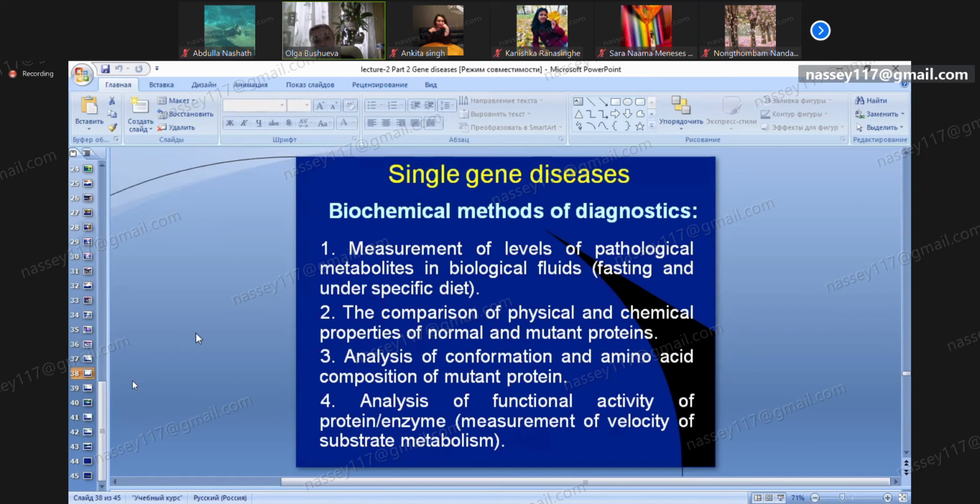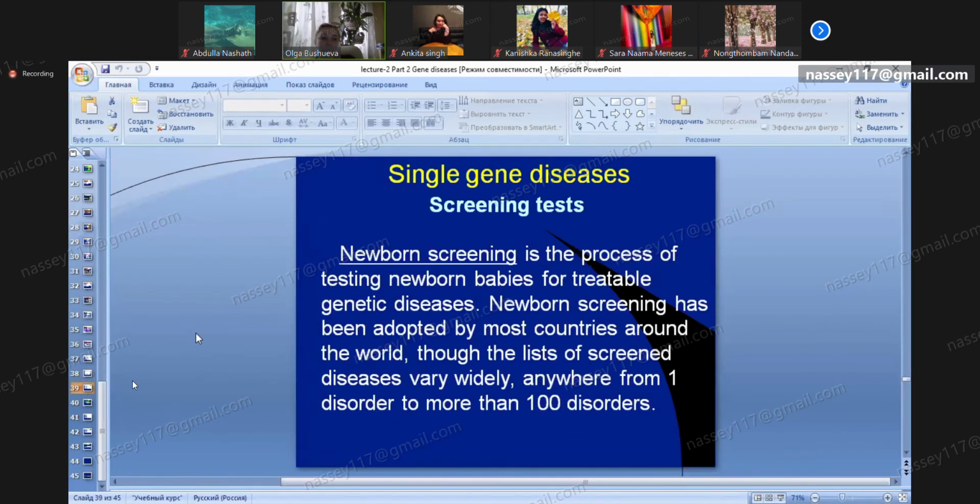Biochemical method also may be associated with the comparison of physical and chemical properties of normal and mutant proteins. Also it can help us to analyze the conformation and amino acid composition of mutant protein, to analyze the functional activity of different proteins or enzymes, to measure the velocity of substrate metabolism, for an example, and also screening tests.